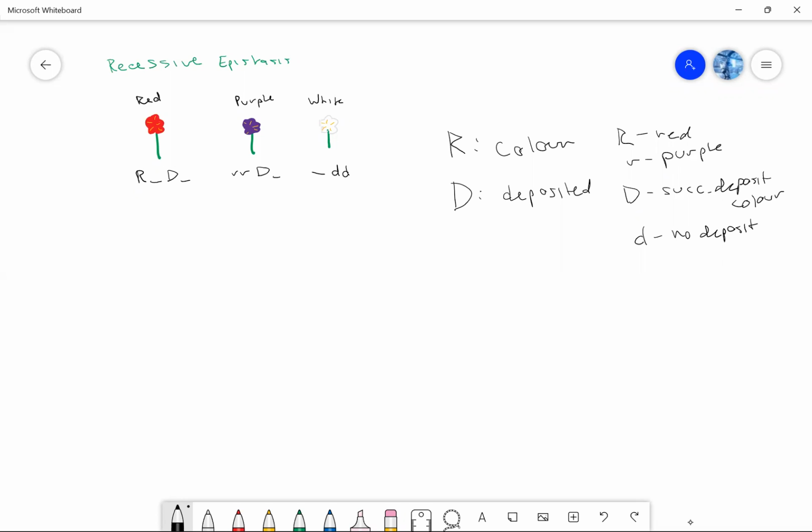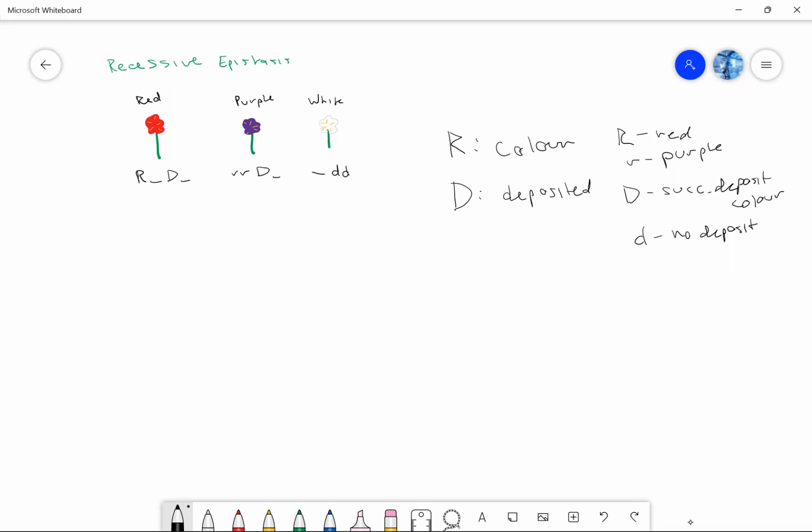And so we see that we have a red flower. It is dominant at both loci. It has a dominant D allele, and because the deposition of color is dominant to not depositing color, we do deposit color successfully, and that color is red because we have a dominant allele at the R locus, the color locus. And conversely, we have a purple flower, which also successfully deposits pigment because of this dominant allele, but it has the purple color attribute because of its homozygous recessive nature at the color locus.